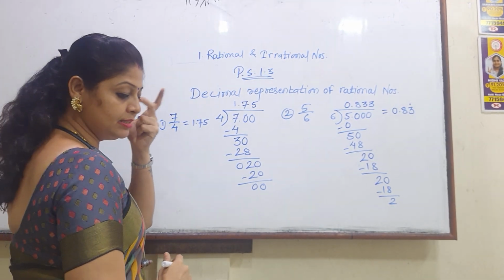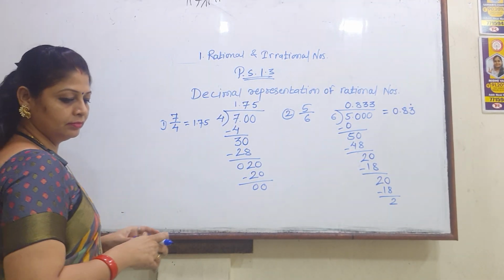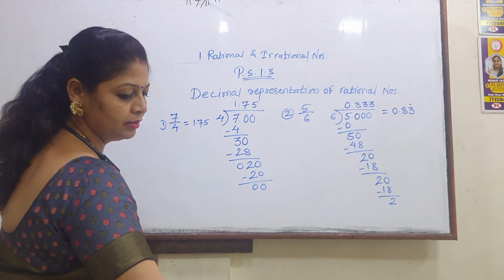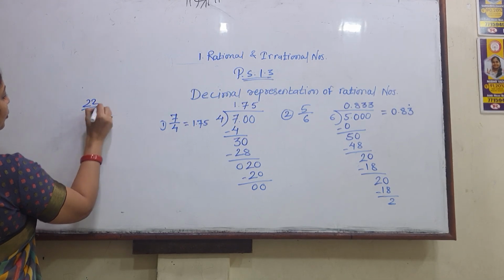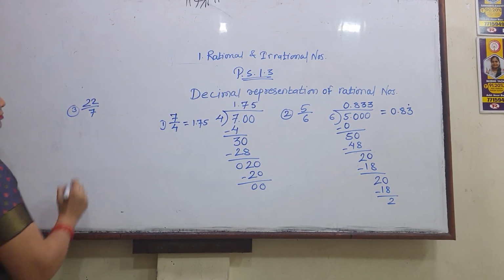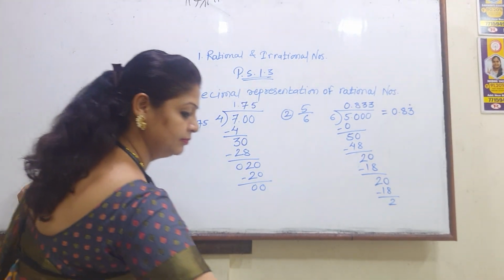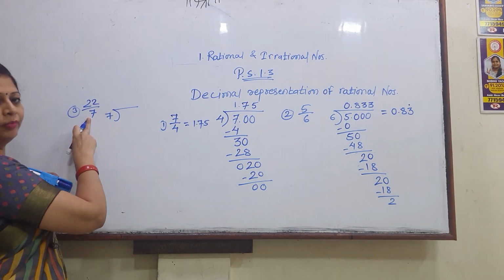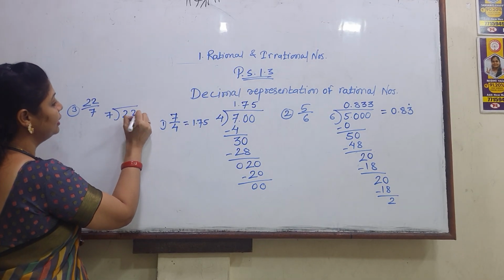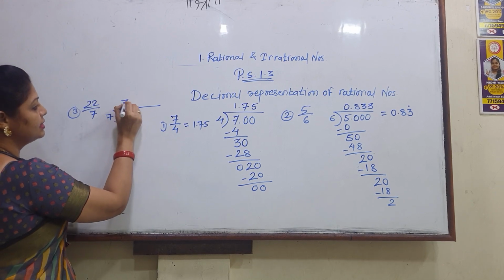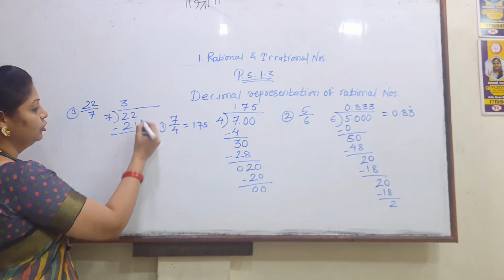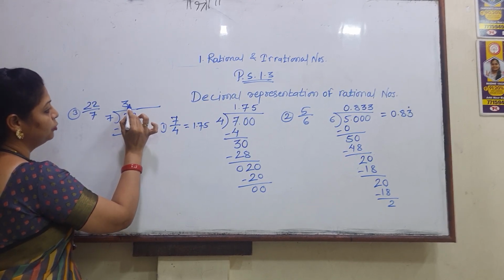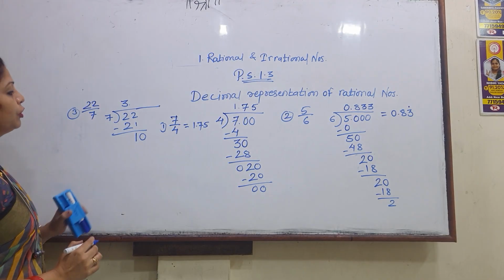Next question, that is 22 upon 7. Okay, third one. Again we write it like this: 7, the denominator, outside the house, and 22 inside the house. So 7 threes are 21, we all know that. So 22 minus 21, 1 is there. Then we put 0 over there, and we put a point because of the decimal point.